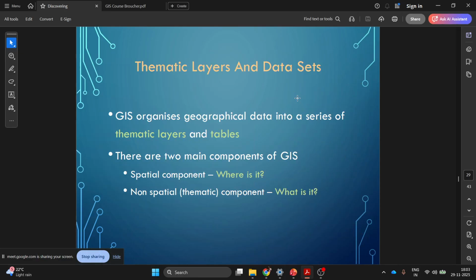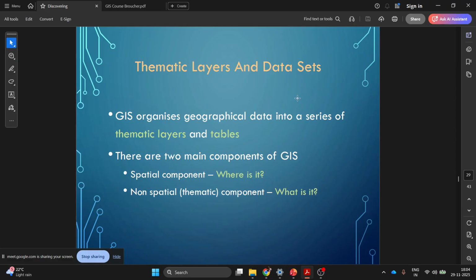So coming to the data, because GIS is connected with data, there are two types of data: thematic layers, and spatial and non-spatial component data. So, thematic layers and data sets. GIS organizes geographical data into a series of thematic layers and tables.